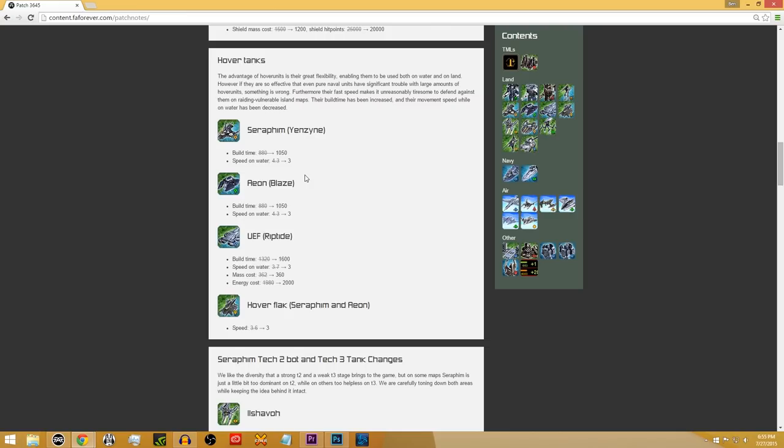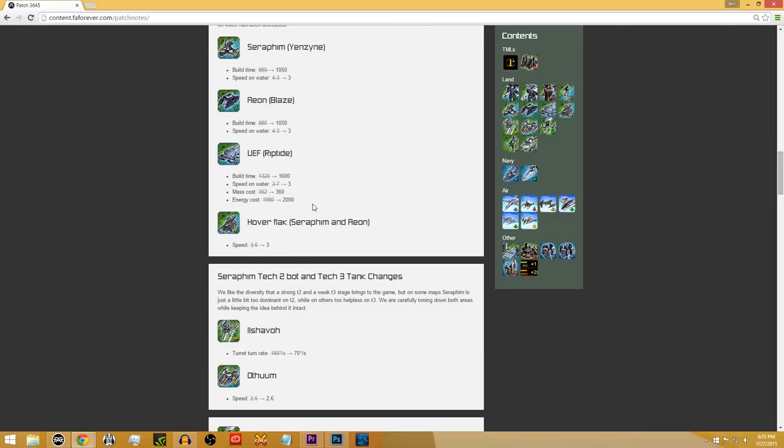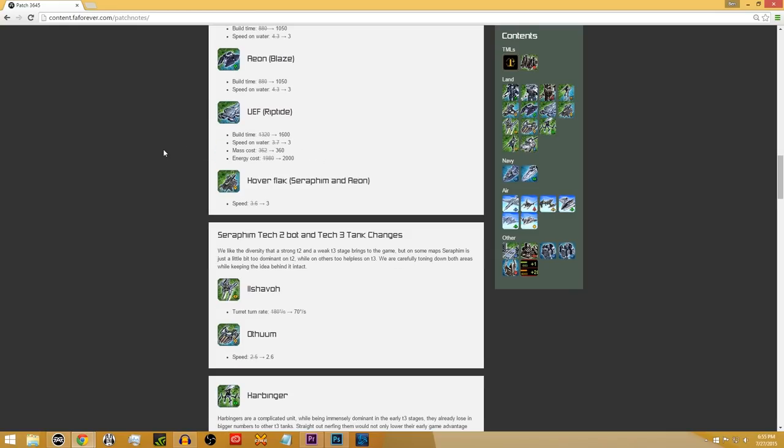When you hit water, their speed goes down to 3. So that means these guys and the hover for Seraphim, the speed is now reduced on water and they cannot overwhelm navies any longer. Now, one of the thoughts that I had when I saw that change was, well, now the Aeon's going to be screwed because their hover tank can't get places and their frigate is by far the worst. Well, the Aeon frigate has also been changed. We'll get to that, so don't get angry over it.